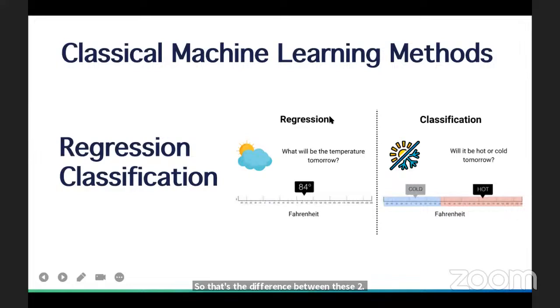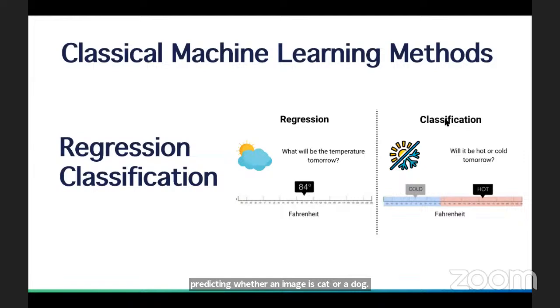There are two common classical machine learning methods. One is regression, and the other one is classification. So we can use machine learning to either predict a certain value or to classify data into segments. Remember, we were using classification for predicting whether an image is a cat or a dog, right?